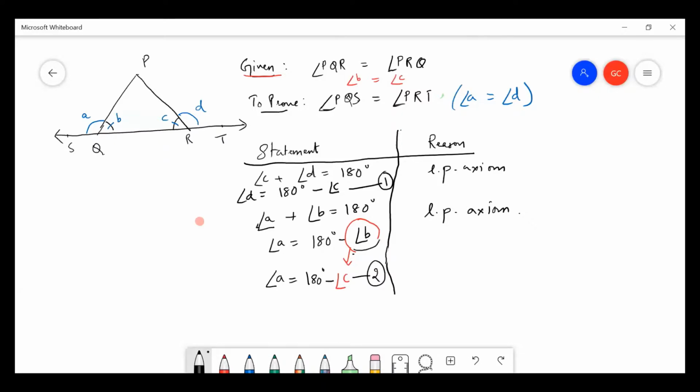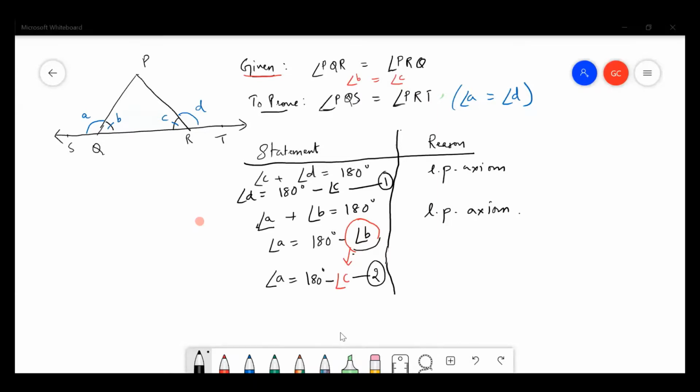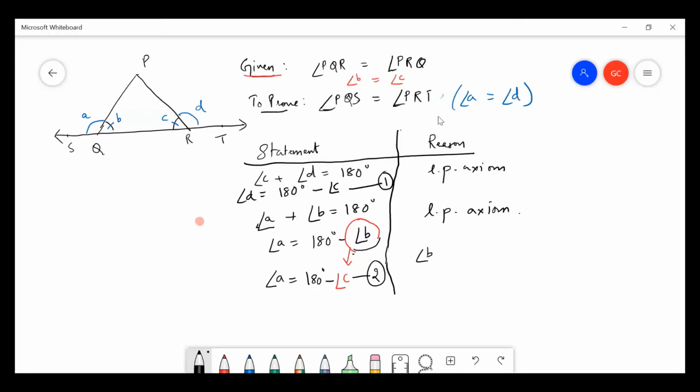Now, how did I get from here to here? What's the reason for me substituting angle B with angle C? I need to write the reason, right? Anyone wants to tell me what will be my reason? It's a very simple thing. How can I replace angle B with angle C? The simple thing which you write here is: angle B is equal to angle C is given. That's your reason. It's a truth that we have accepted because it is given in the question.